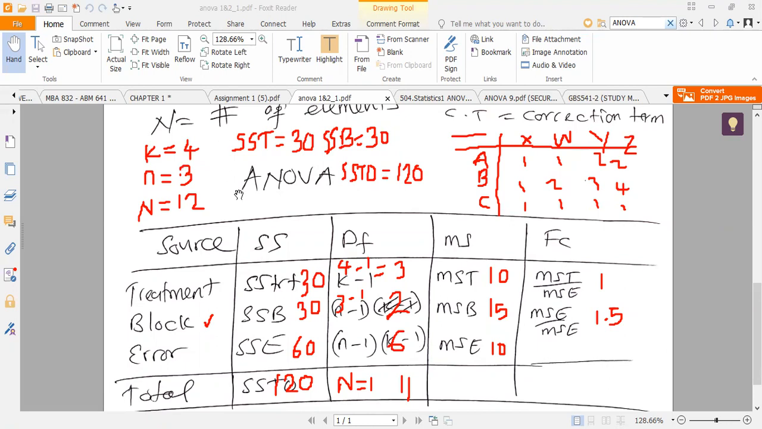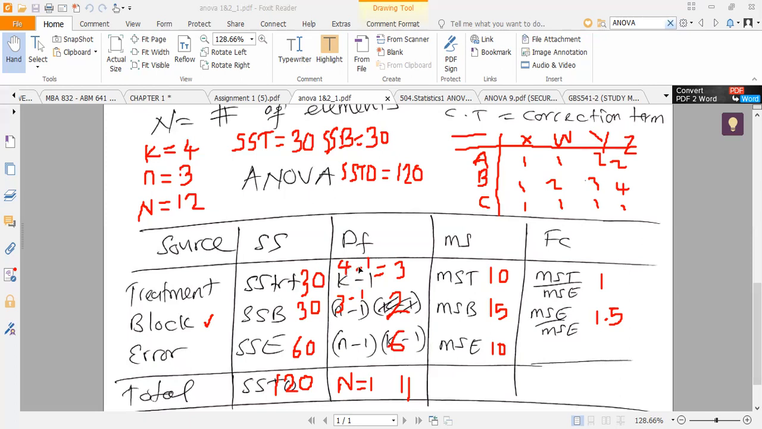So I'm going to give you a hypothetical example. So here our sum of square treatment is 30, we put our 30 there. Our sum of square block is 30, we put our 30 there. Our sum of square total is 120, you put the 120 here. So the error is simply the difference. So when we add 30 plus 30, 60. We subtract it from 120, the remainder is our 60. This is called our sum of square error.